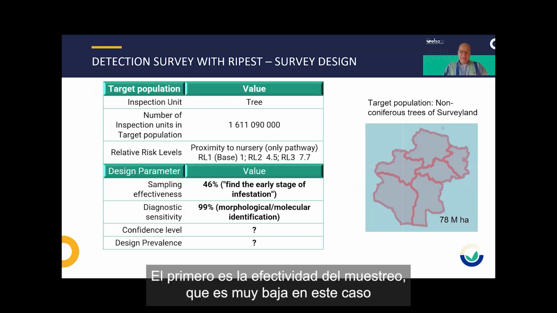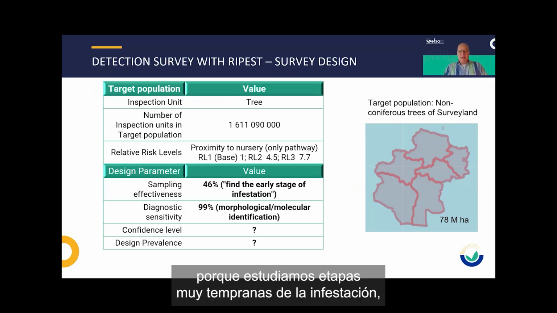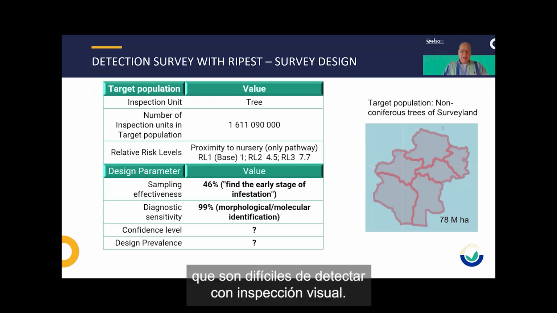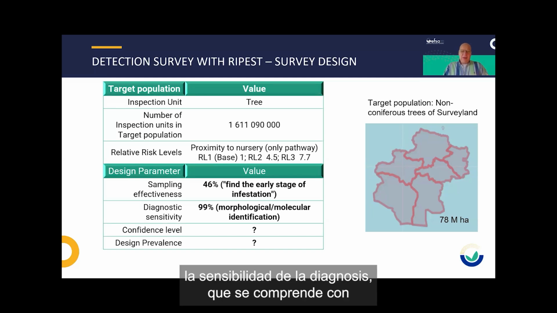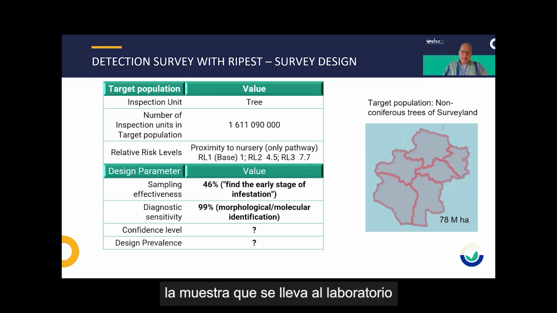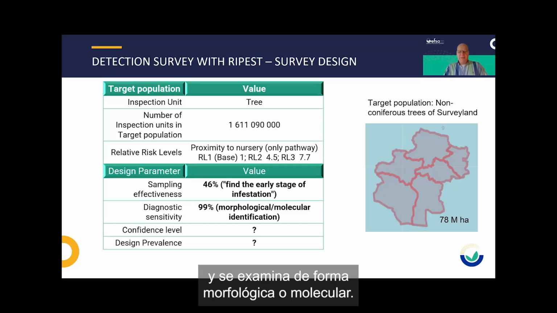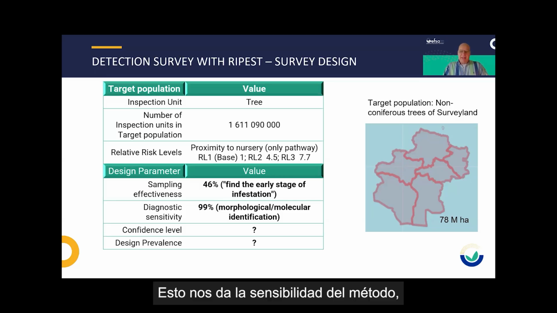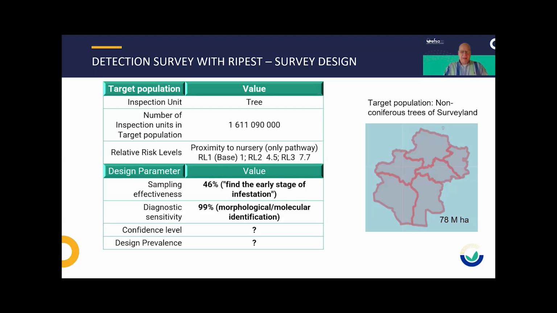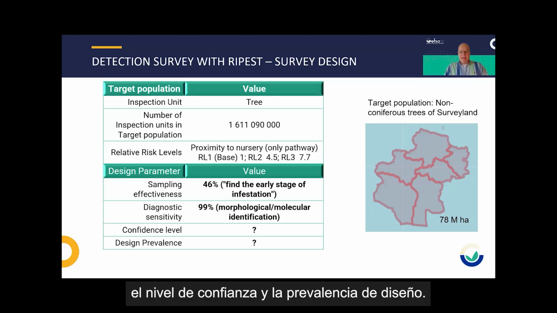That is the sampling effectiveness, which is very low in this case because we have to find very early stages of the infestation, which is not very simple with visual inspection. And we have knowledge about the diagnostic sensitivity once a sample is brought into the laboratory and inspected morphologically or molecularly. Both together give us the method sensitivity, which is calculated by RIPEST behind the scenes. So we finally have to address two things, and that's the confidence level and the design prevalence.